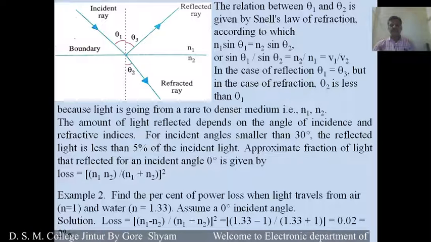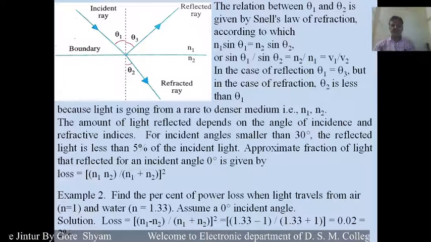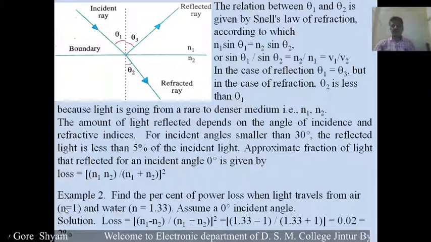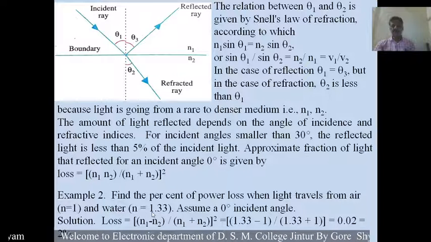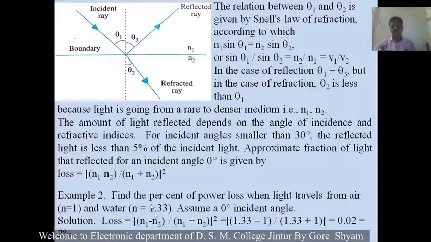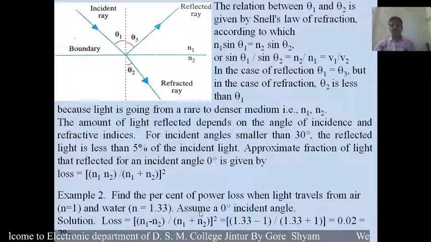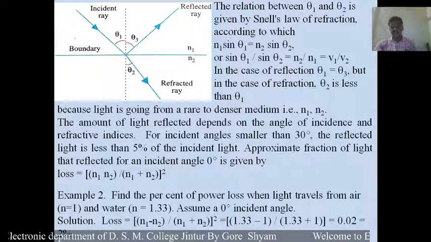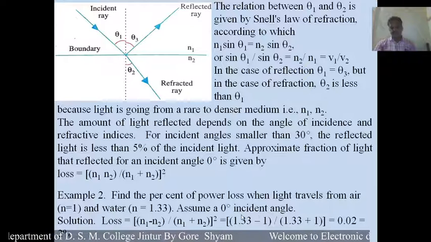And here we can find out the percent power loss when the light travels from air medium to the denser medium. Suppose the refractive index of the air medium is equal to n1 and the refractive index of the water, that is the denser medium, is equal to 1.33. Here we assume that theta is the angle of incidence, or 0 degree is the angle of incidence.